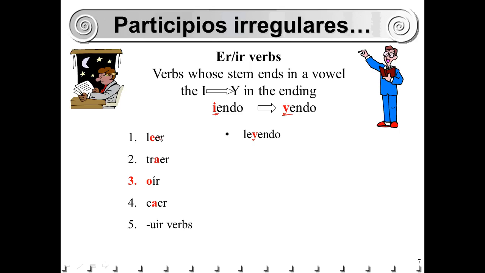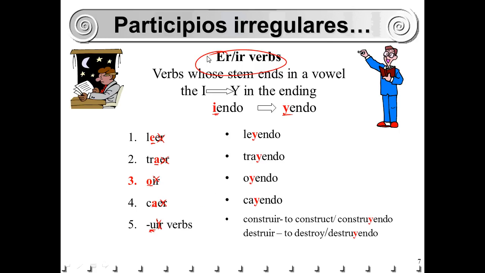Because if you take out the ending of all of these, it ends in a vowel. And these are for ER and IR verbs. So then you would have the YE ending. Trayendo. You can try the rest of them on your own or follow along with me. Oyendo. Okay? Cayendo. And then we would have construyendo, destruyendo.